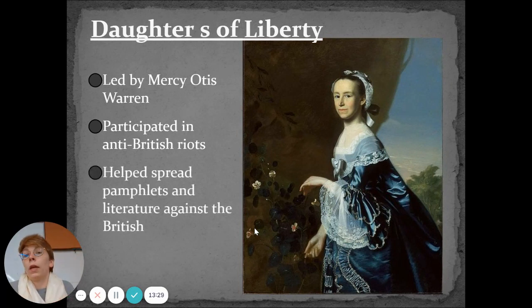They were also important in printing and spreading out anti-British literature and pamphlets to essentially anyone that can have them. Women were pretty well literate, so you could also easily hand them out in spaces that maybe weren't monitored by the British soldiers, such as like a women's tea time. You could be able to quickly hand them out and not feel like you were going to get in trouble.